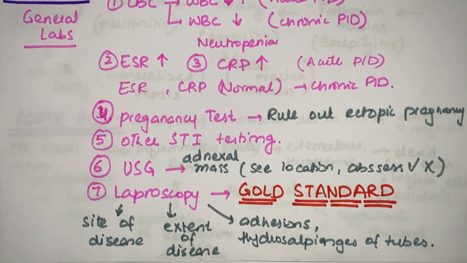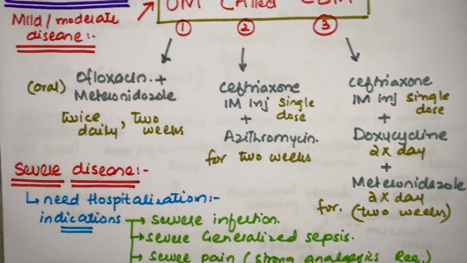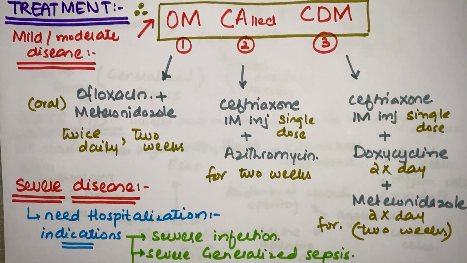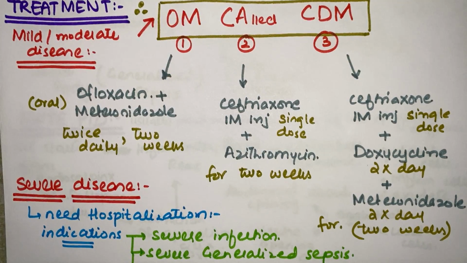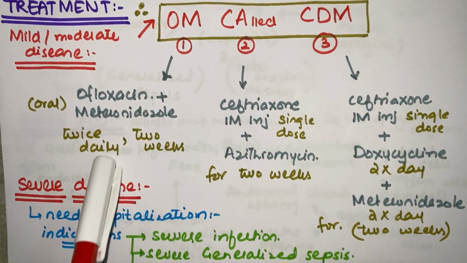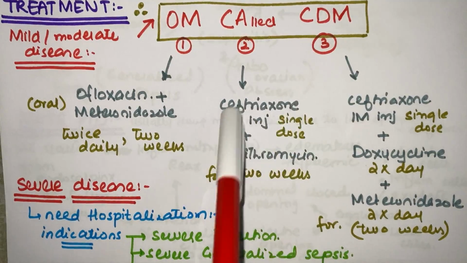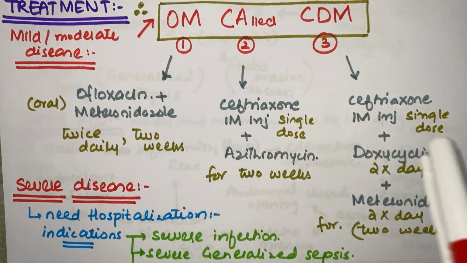Moving on, how we will treat the patient. Okay, now this patient is treated. First of all, I have made a mnemonic for the treatment of mild to moderate disease: OM called CDM. Okay, OM called CDM. So OM is the first regimen, CA is the second regimen, and CDM is the third regimen. So these are the three options.